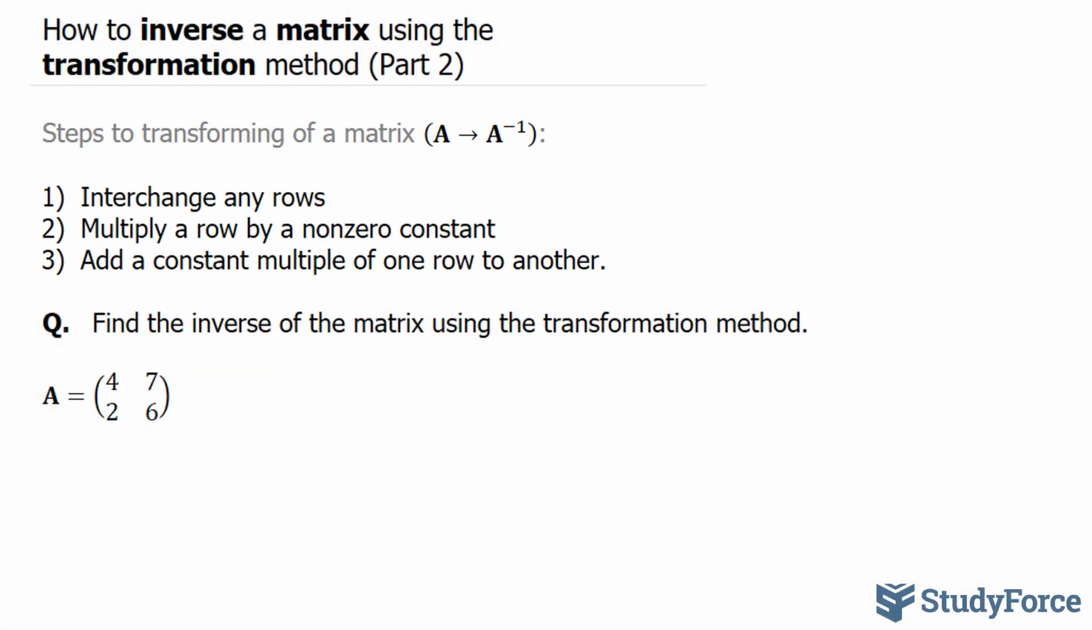Our goal is to convert matrix A, which is defined as 4, 7, 2, and 6, into its identity matrix of 1, 1, 0, and 0.